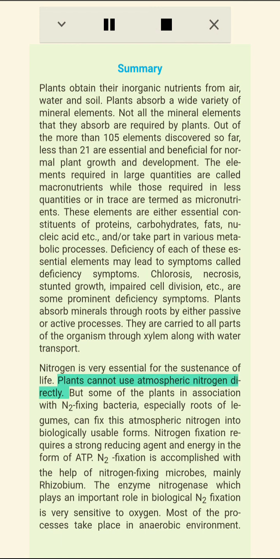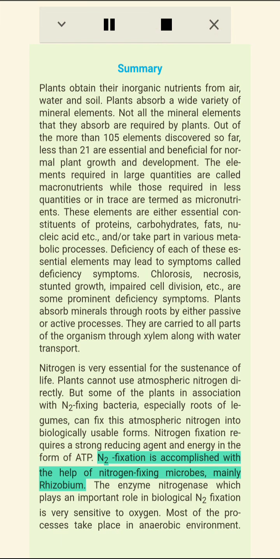Nitrogen is very essential for the sustenance of life. Plants cannot use atmospheric nitrogen directly. But some of the plants in association with N2-fixing bacteria, especially roots of legumes, can fix this atmospheric nitrogen into biologically usable forms. Nitrogen fixation requires a strong reducing agent and energy in the form of ATP.